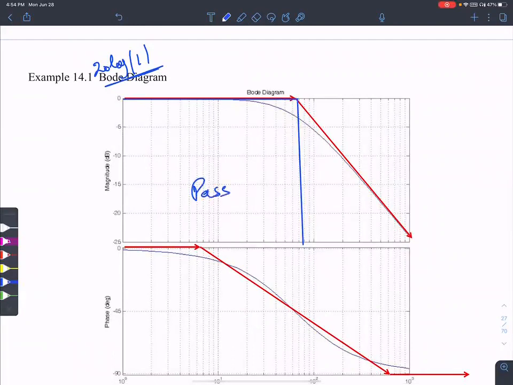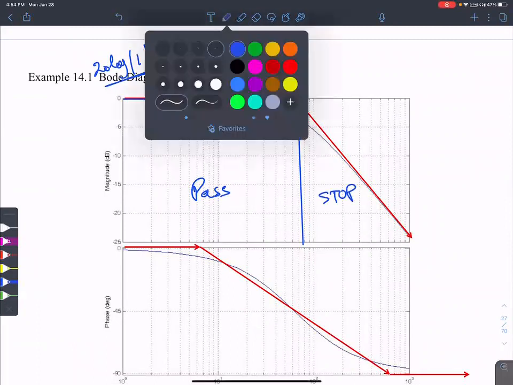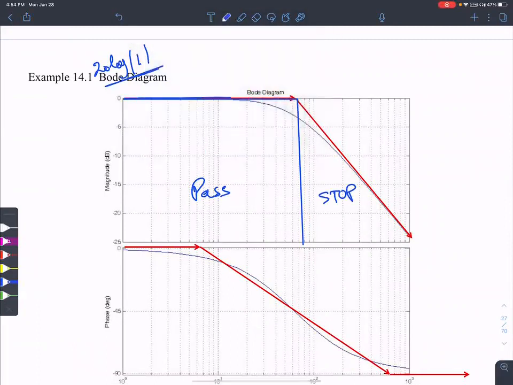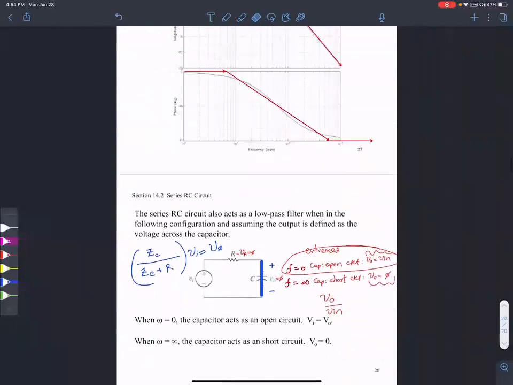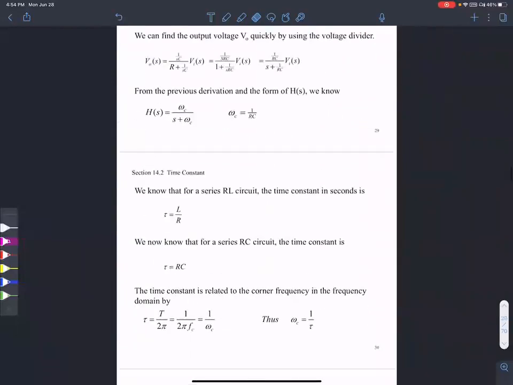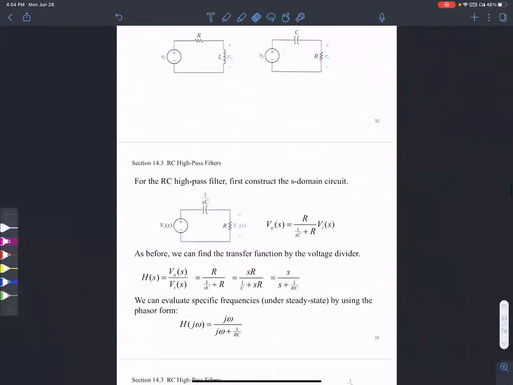Pass, stop. But this guy, the real first order filter, passes these frequencies and attenuates these frequencies. So that's a low pass filter. The opposite is true for a high pass filter.